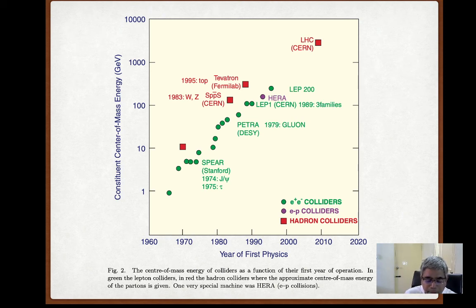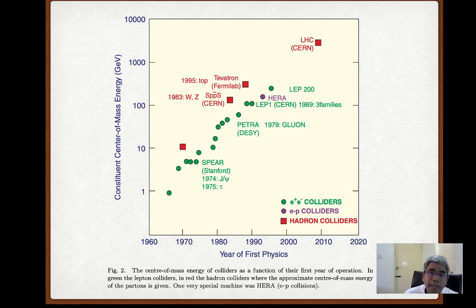Then PETRA at DESY led to the discovery of the gluon. The B quark is not covered here; it was some sort of a fixed target experiment. Okay, we'll come to the discovery also. And then there are the W and Z at the SPS collider at CERN, which will be discussed in the next lecture. And the Tevatron, which discovered the top quark, in which we also had some sort of contribution. And the LEP collider, which had the important conclusion that there are only three families in the Standard Model. And the LHC, which discovered the Higgs boson.